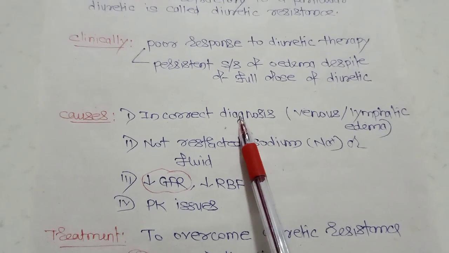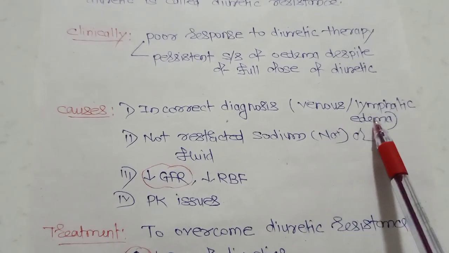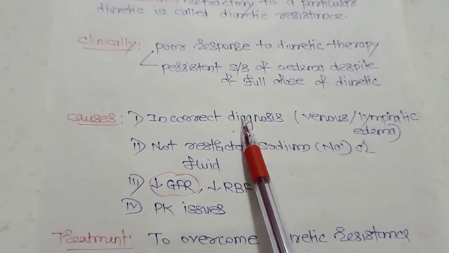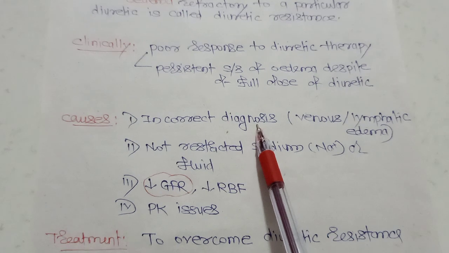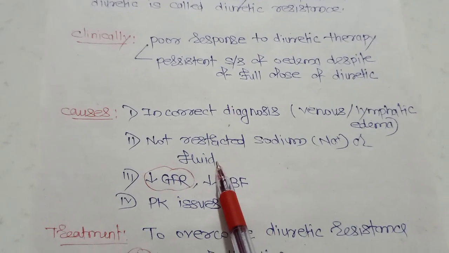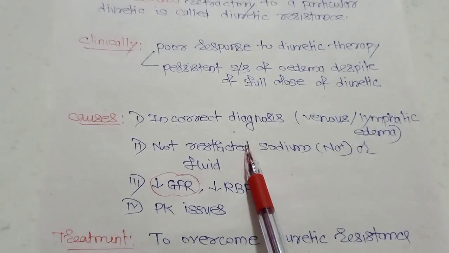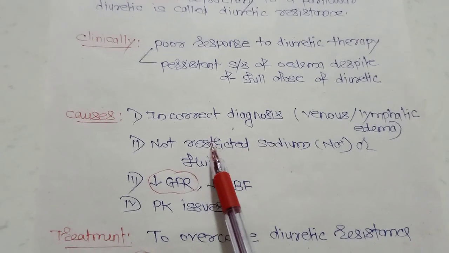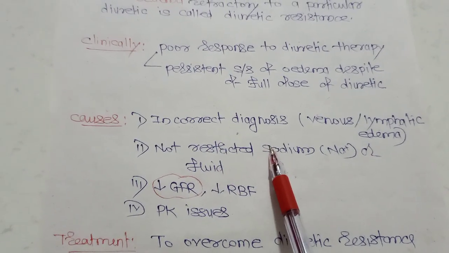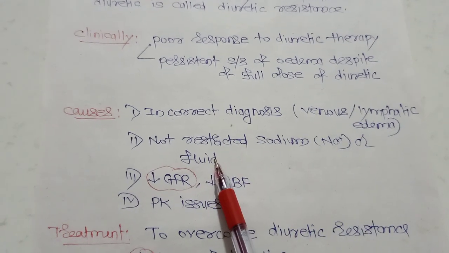Incorrect diagnosis. Incorrect diagnosis means that the edema is because of lymphatic edema or venous edema, so that is not going to reduce with the help of diuretics. Not restricted sodium or fluid. A sodium restricted diet is required for reduction in edema, so if that restriction is not done, then diuretic resistance can occur.